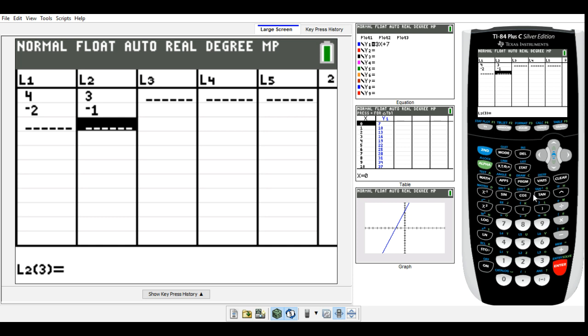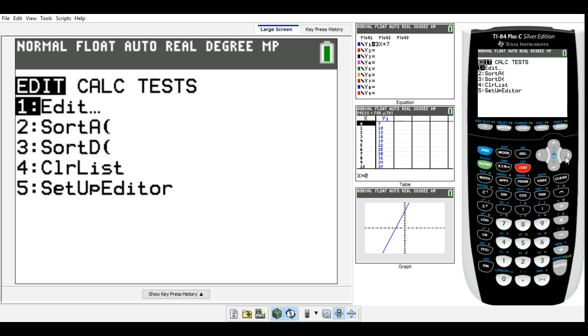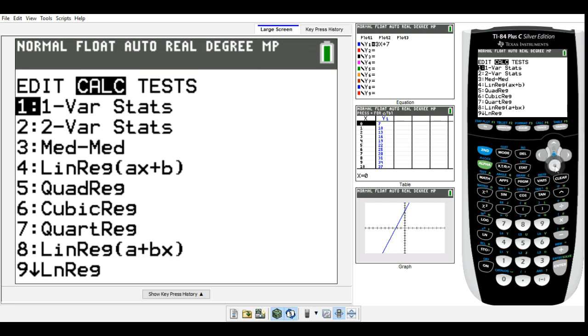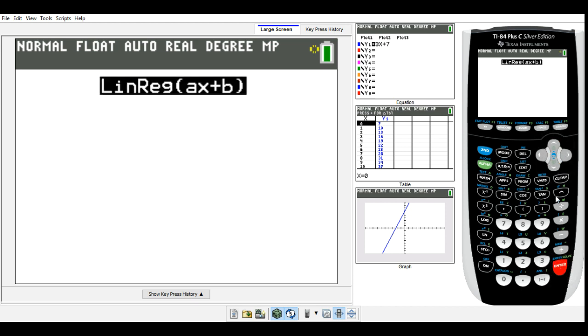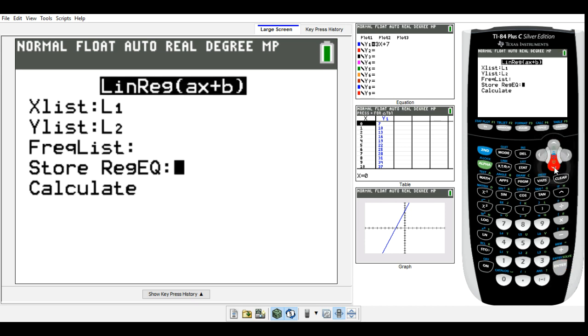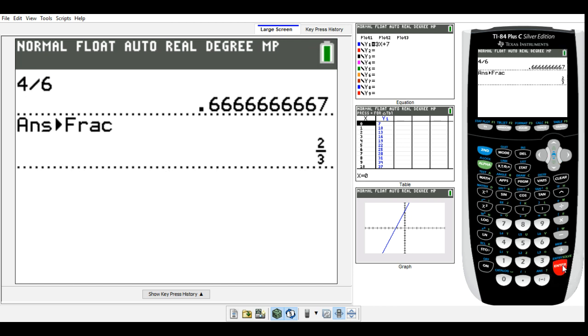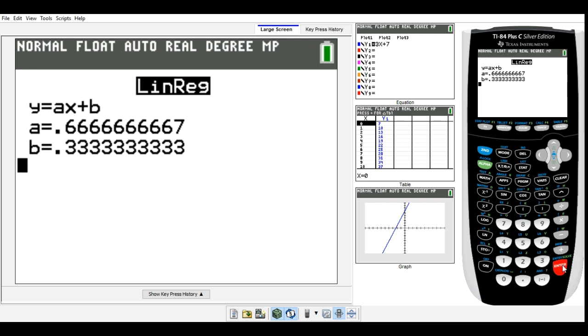Then you hit stat, hit the over arrow, go down to LinReg, which is number 4. Hit enter, hit the down arrow to calculate, and hit enter. You should get a. a is your slope. a equals 0.666, and b is 0.33333. b is your y-intercept, a is slope.